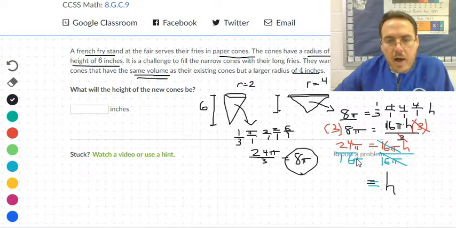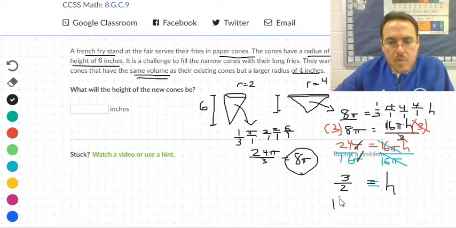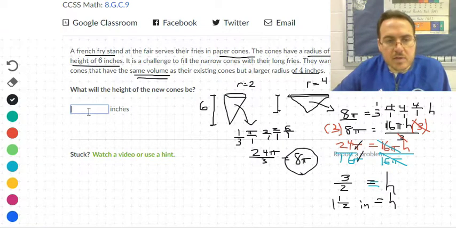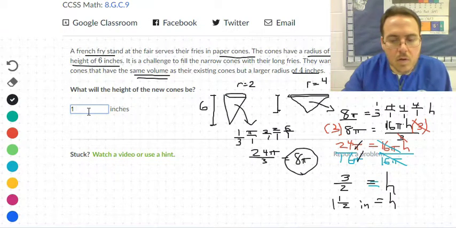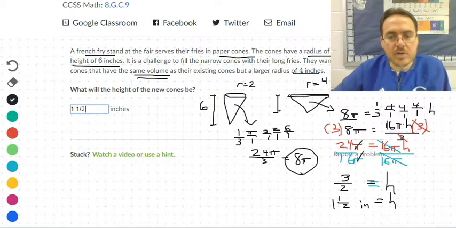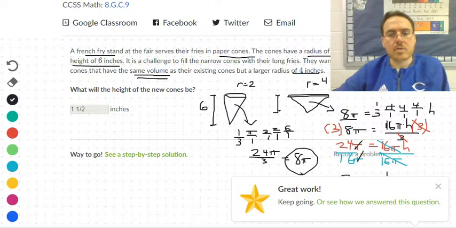All right, so pi and pi cancel each other out. 24 and 16, well, they can both be divided by 8. So that'd be 3 over 2. So that's 1.5 inches for the new height, according to all this. Let's see what it says. 1.5 inches. Hey, it took it. Sweet.